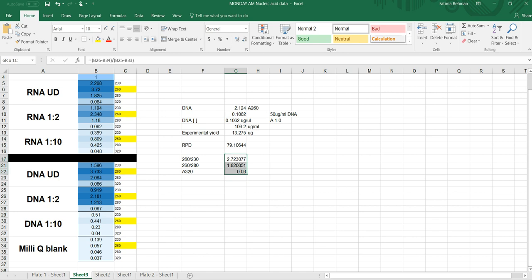So if I look at these numbers, I will see that these numbers are my purity ratios. This is going to tell me about my carbohydrate and phenol component of the fraction, so how much contamination from those I have. This is my protein, and this is my insoluble matter.